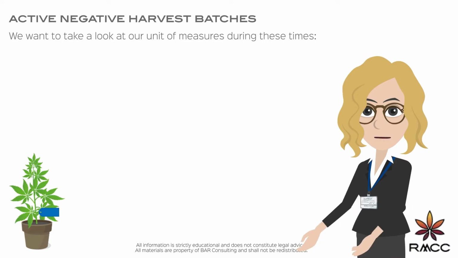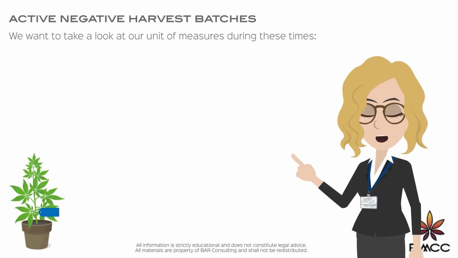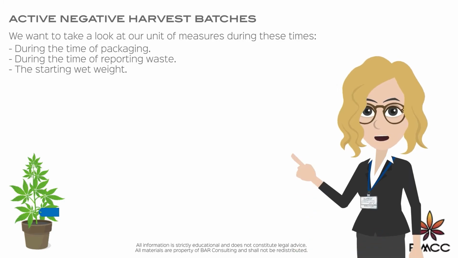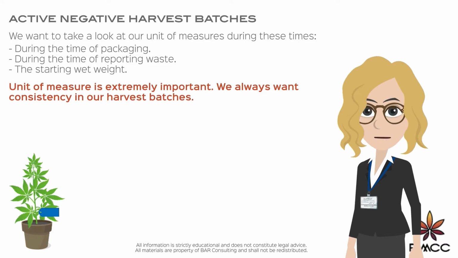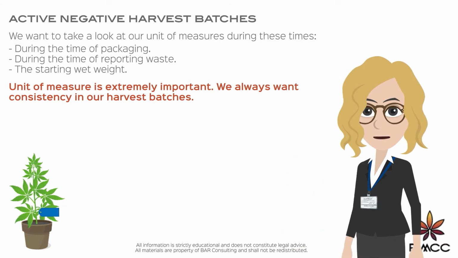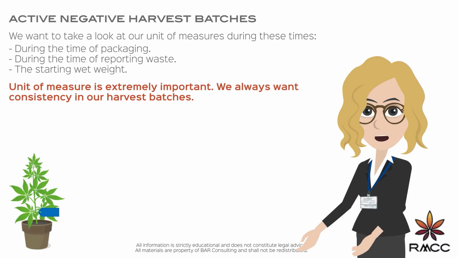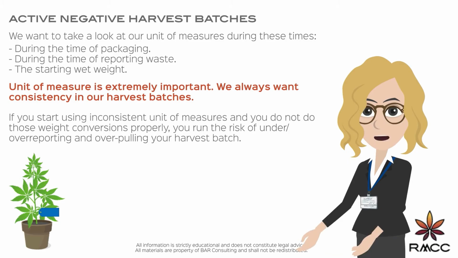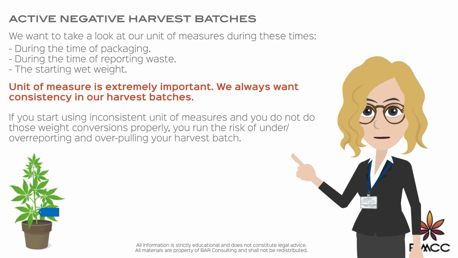And next, we want to take a look at our unit of measures. We want to look at our unit of measures during the time of packaging, during the time of reporting waste, and again, the starting wet weight. So we're starting to see a common theme here that the unit of measure is extremely important, which is why we want consistency always in our harvest batches while we are recording the wet weight, reporting the waste, and reporting the packages. Because if you start using inconsistent unit of measures and you don't do those weight conversions properly, then you run the risk of underreporting or overreporting and overpulling in your harvest batch.